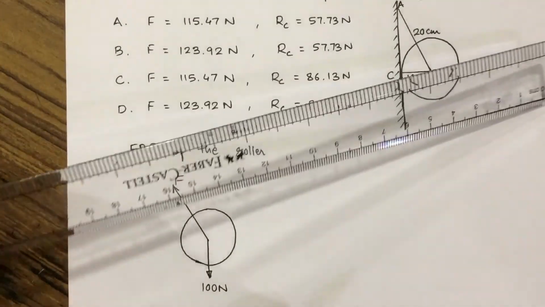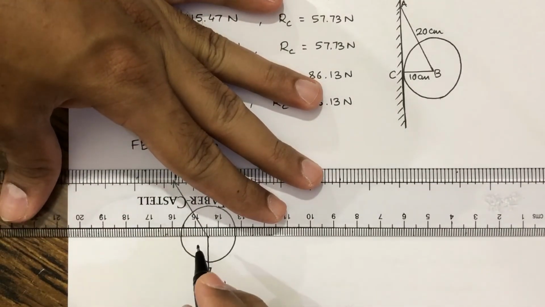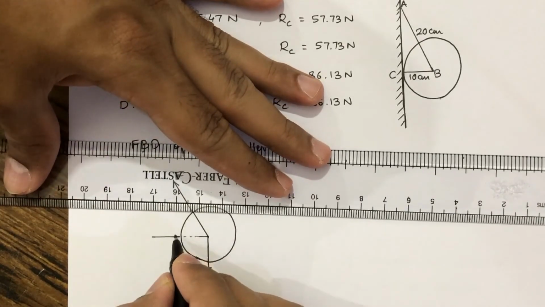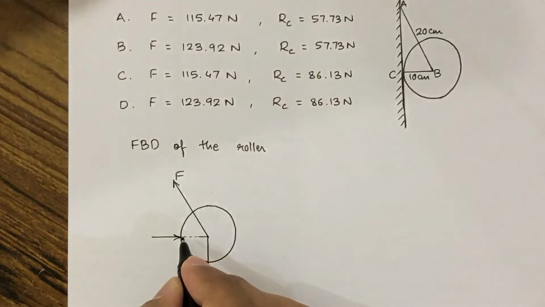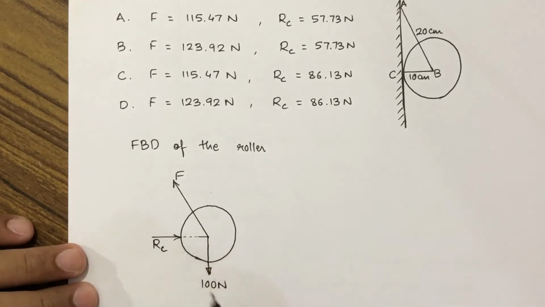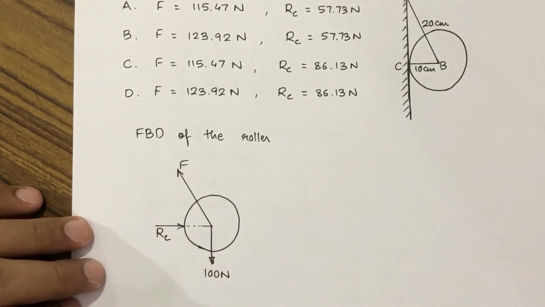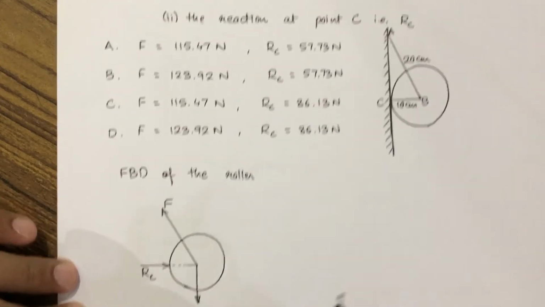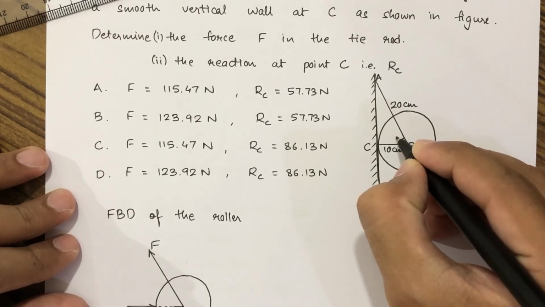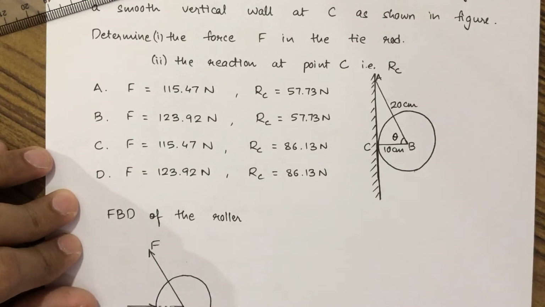So the normal reaction will be somewhat like this, and it will also pass through the center at this point C. Okay, so let us say that this is the normal reaction RC. Now we have drawn the FBD of the roller, but we need to find out this angle theta. Let us say that this is the angle theta.